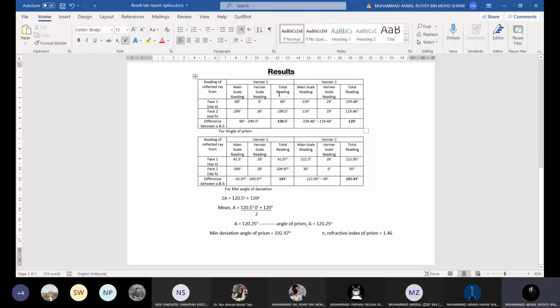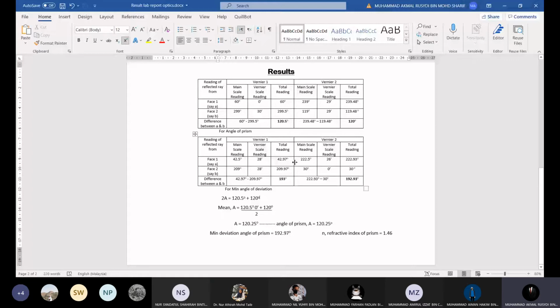We observe by doing the experiment just now, and then we record the data, and then we find the difference between A and B to find the angle of prism, which is the mean. So next is for the minimum angle of deviation. Also, we have the main scale reading, vernier scale reading, and also total reading.